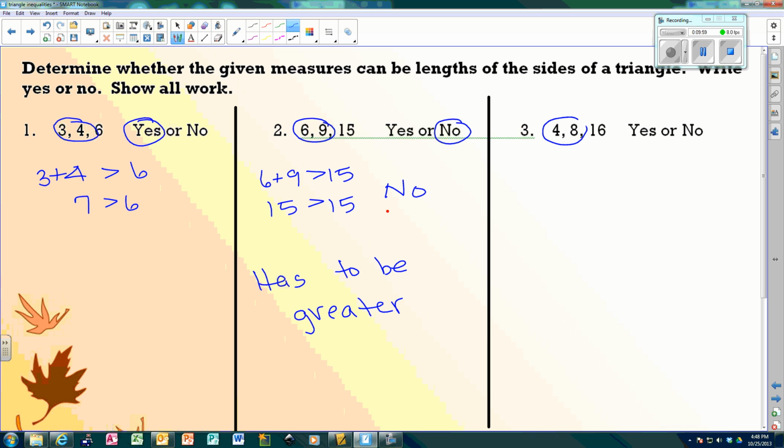Pick the last two here. So 4 plus 8 has to be bigger than 16. 4 plus 8 is 12. 12 has to be bigger than 16. No, it is not a triangle.